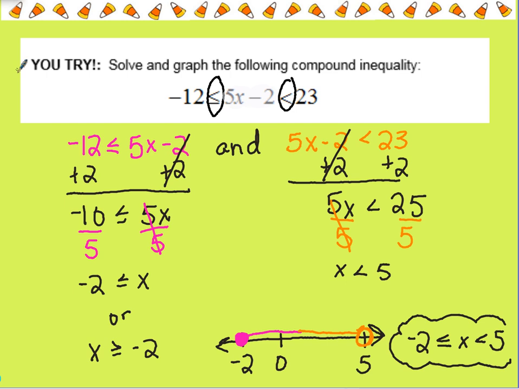So here you have it. The answer here down below in this little cloud bubble is x is greater than or equal to -2, and x is less than 5. So our value of x can be any number in between here or -2. Make sure you have a closed circle on -2 and open on the right. Hope you did a good job.